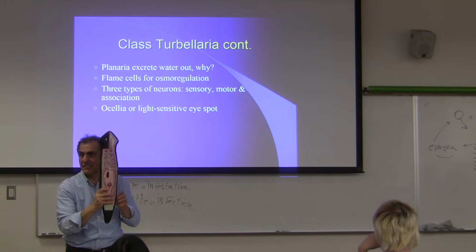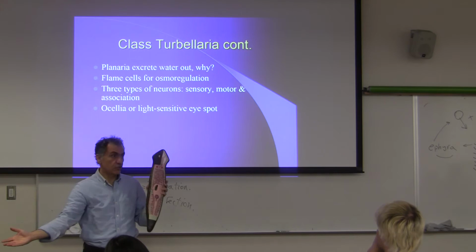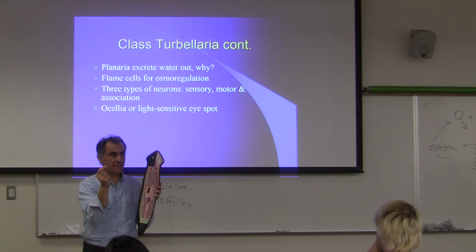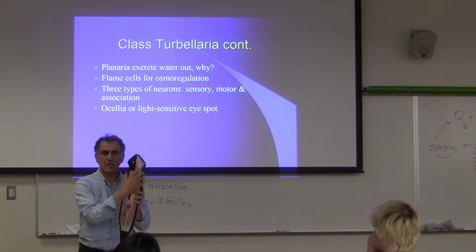They can detect light intensity, but they cannot form image. Okay, you will see later on during semester when I talk about octopus, squid, they can form image, okay? Those are the very first species we will talk about that can form image. But these guys, whatever eyes we talk about, until octopus, squid, no image is formed. It's just light intensity, they can detect that.